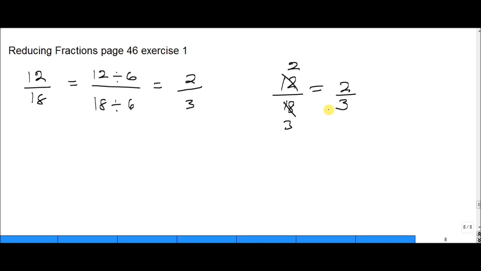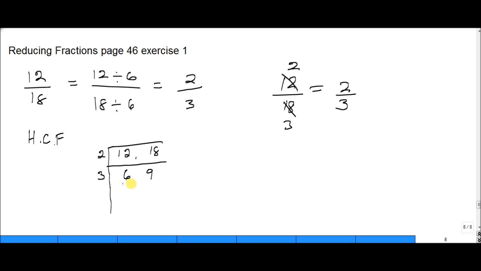Now in order to reduce quickly, we can find the highest common factor, or what we call the HCF. What is the highest common factor of 12 and 18? Let's go. We put our numbers down, 12 and 18, and we would try to see what number can go into both. Okay, 2 can go into both of these. 2 could go in 6 times, and 2 could go into this 9 times.